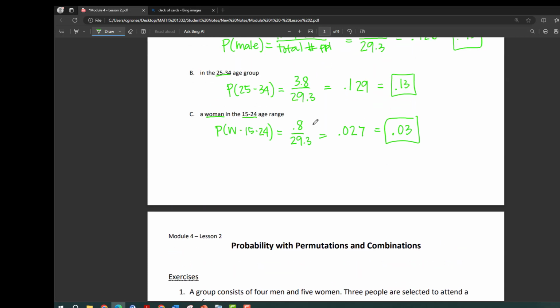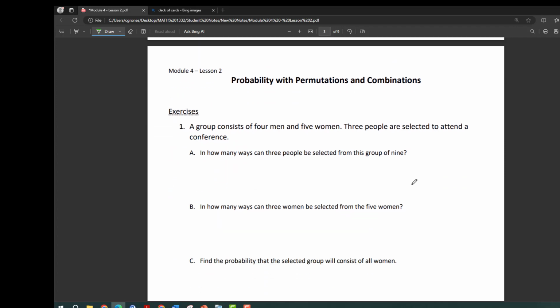Okay, so this was just our basic probability. Now we are going to look at probabilities with permutations and combinations. So remember, a permutation is where order matters, and a combination is where order does not matter. So a permutation, order matters, and then a combination, order does not matter.